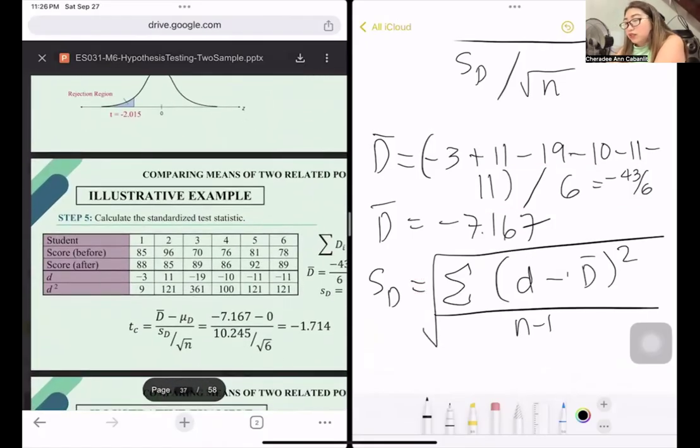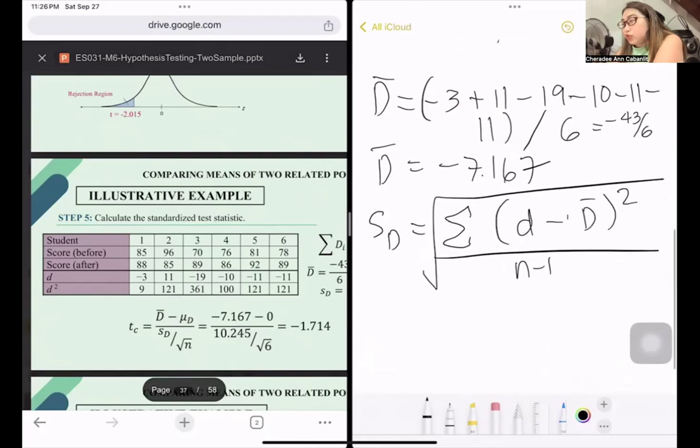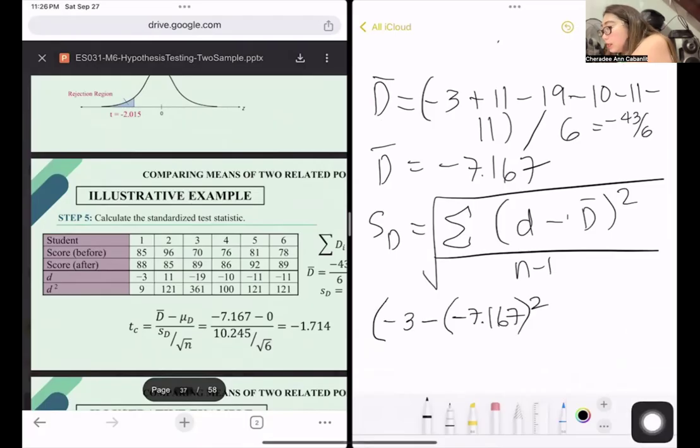So what we're going to do is compute that. It should have been better if it was shown. So, the difference of negative 3, guys, minus negative 7.167, gi-square na siya. Plus, gisum tanan, 11 na pod, minus negative 7.167 squared. Okay, taas kay siya, no?